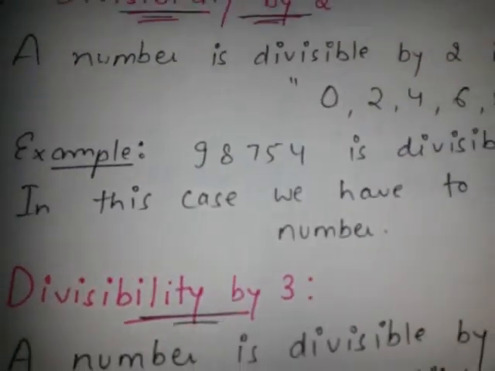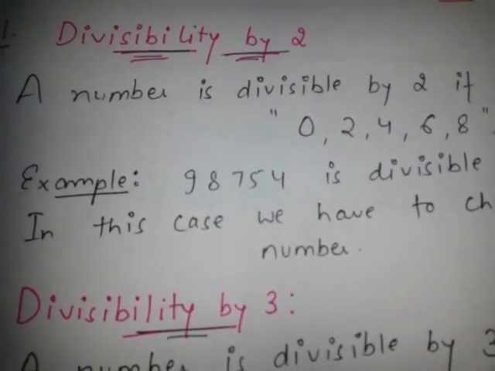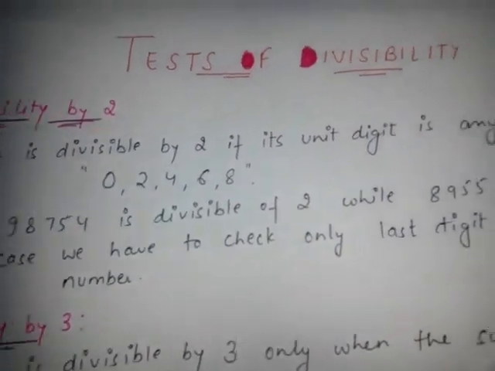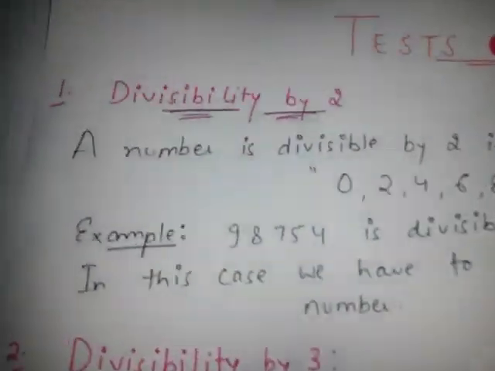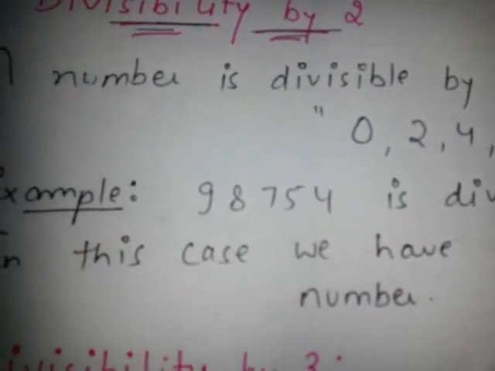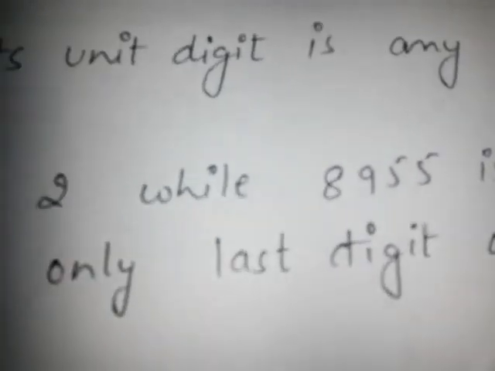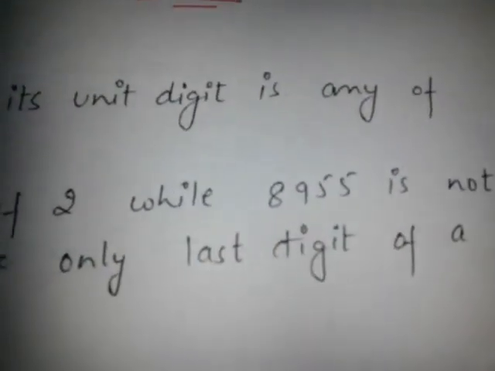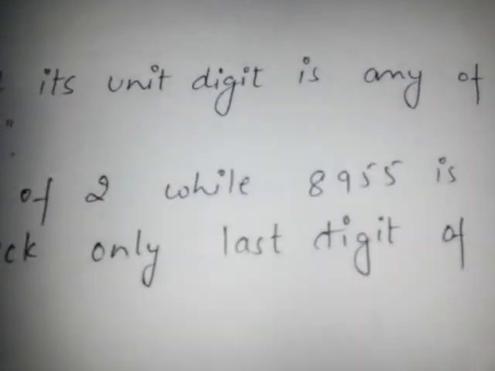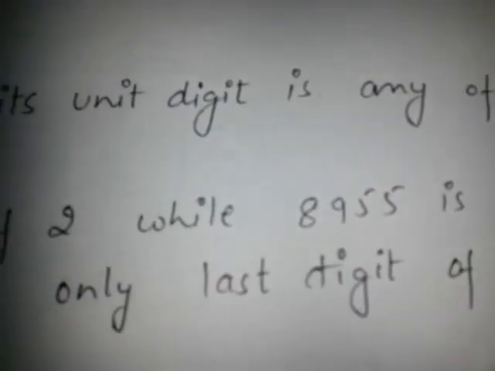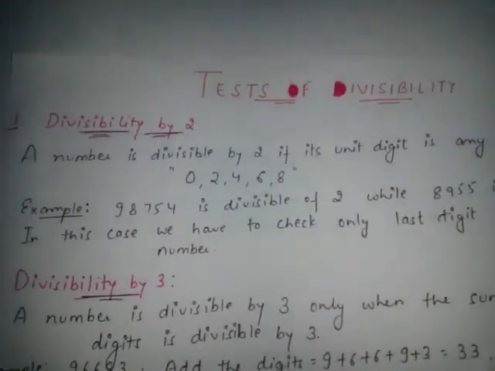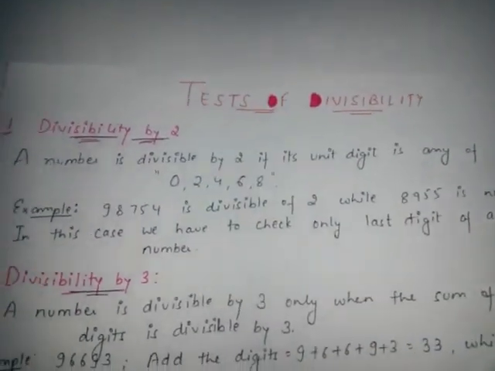For example, let's say we have the number 98754. It is divisible by 2 because it has 4 as its last digit. But 8955 is not divisible by 2 because its last digit is an odd digit. That means you have to simply check the last digit of the number.